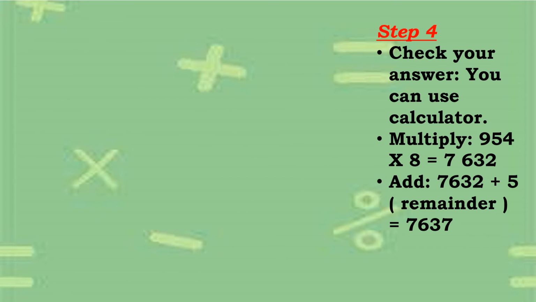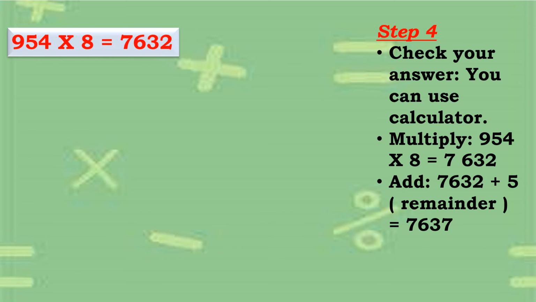Alright, here we are. Step number 4. We need to check if we really got the correct answer. First thing we need to do is multiply 954 times 8. 954 times 8 is equal to 7,632. Where did we get 954? 954 is the quotient of our second example, and 8 is the divisor of our second example.